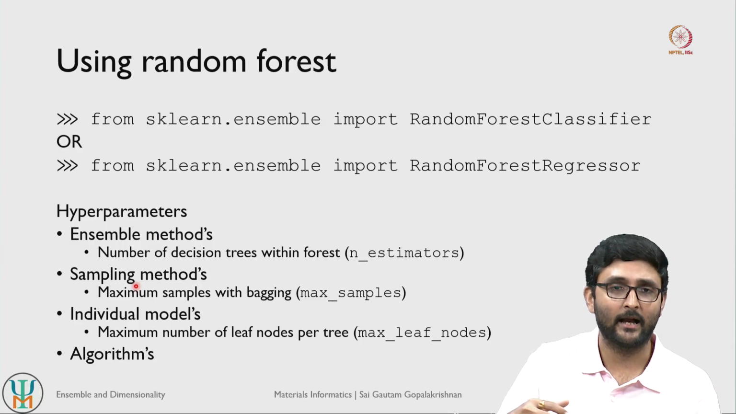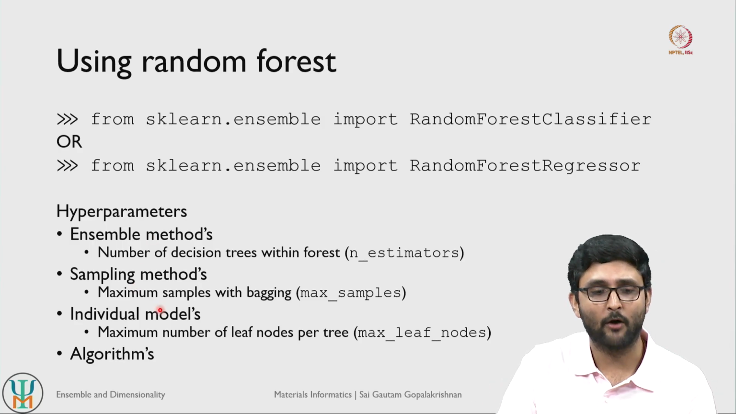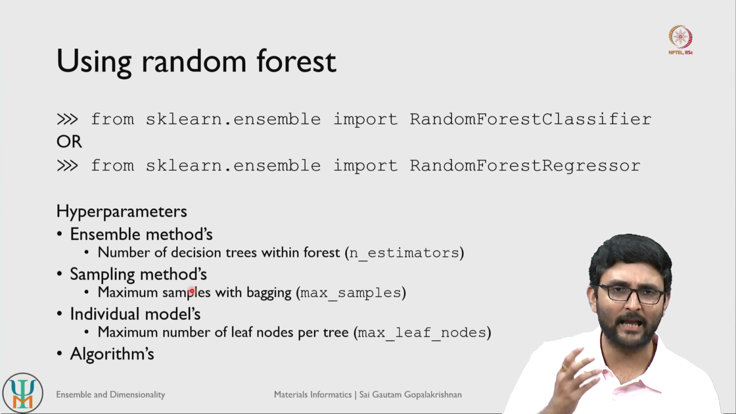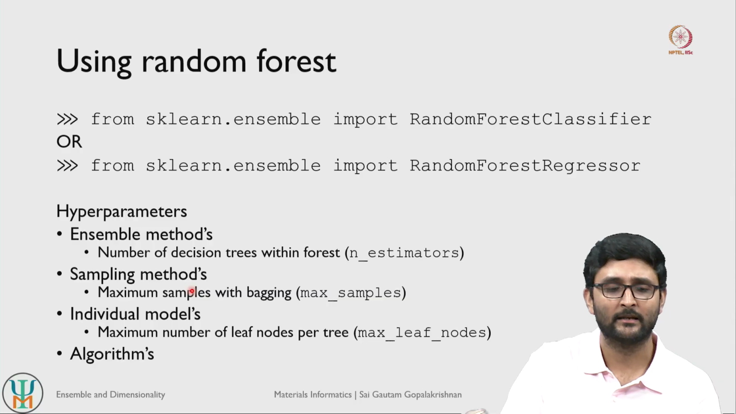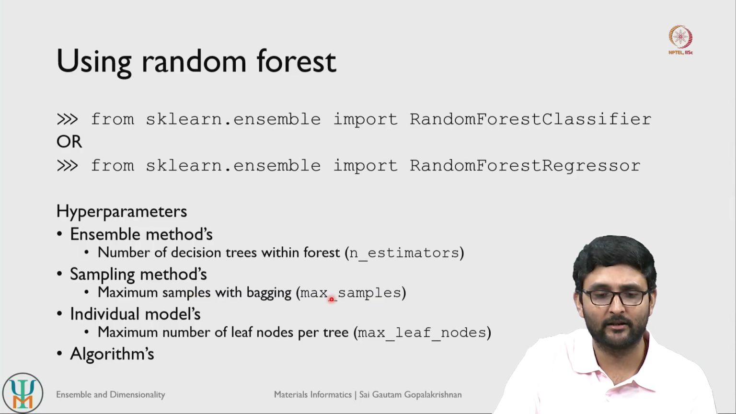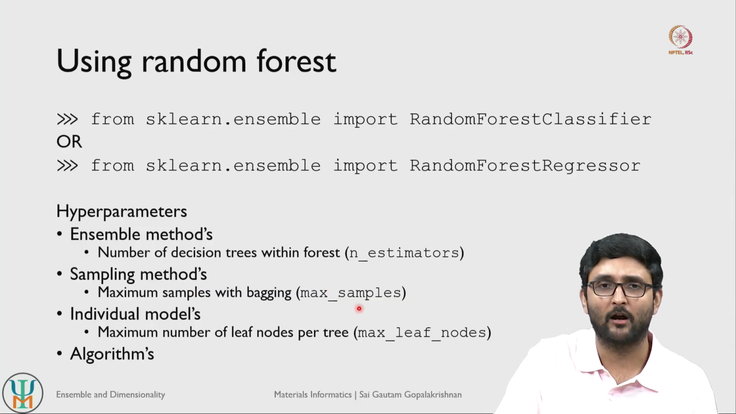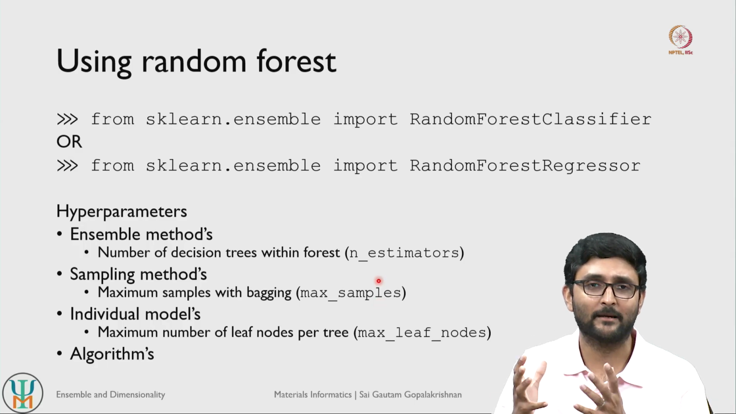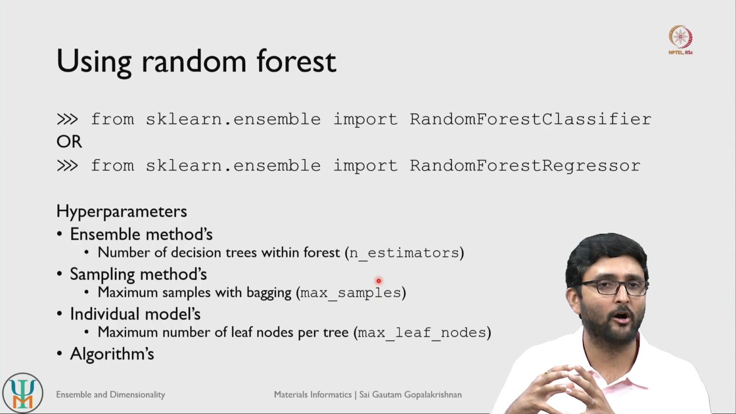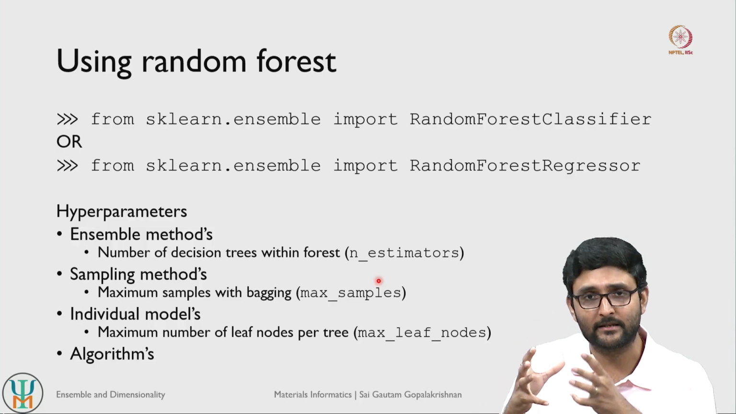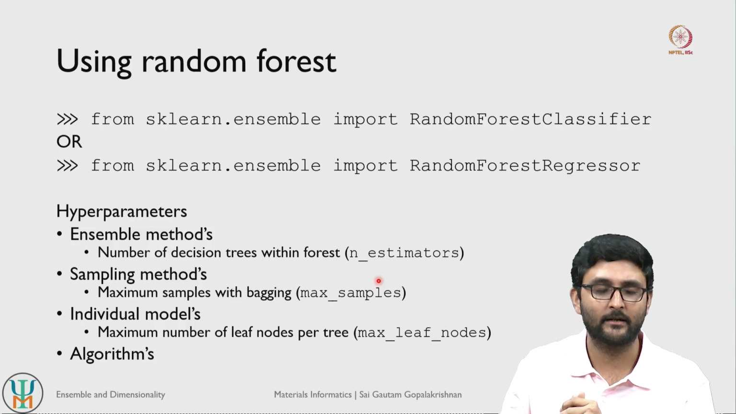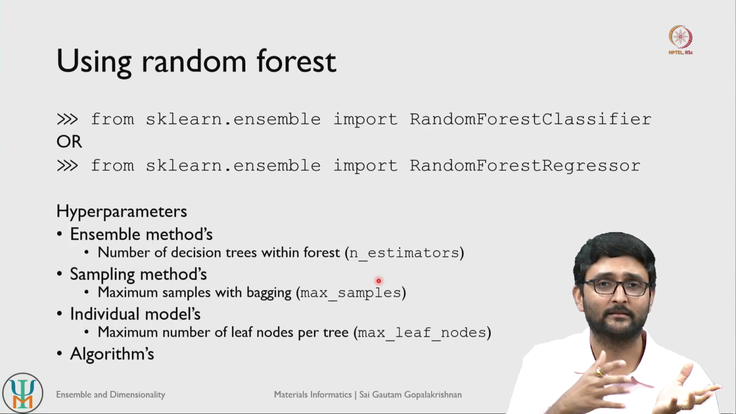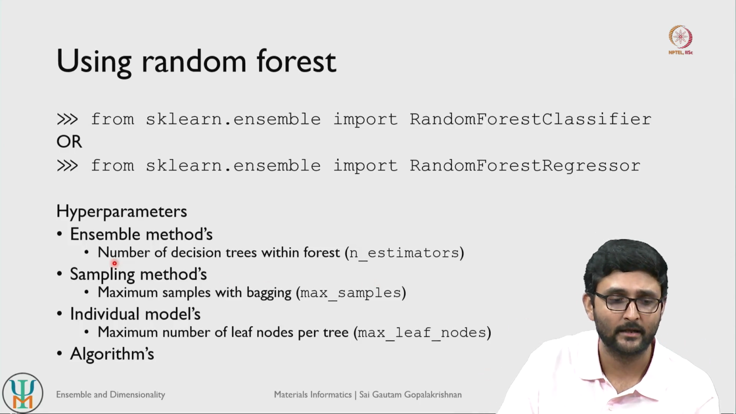Second is the sampling method, right. So how do you actually sample your data points as well as your features, right. The one parameter that is often used is max samples. So max samples basically indicates how many samples any given decision tree would be trained upon within your overall data set, right. You can also consider max features as an additional hyperparameter here, right. So that is the sampling methods itself.